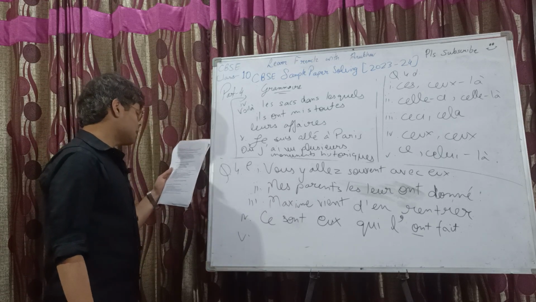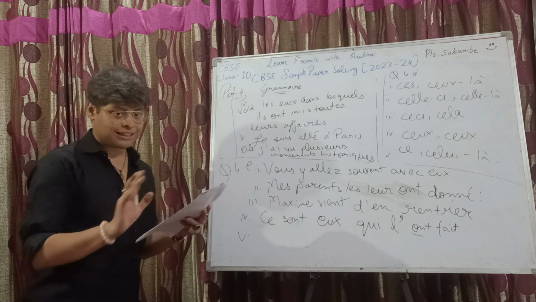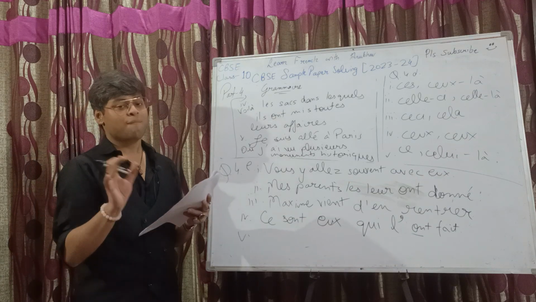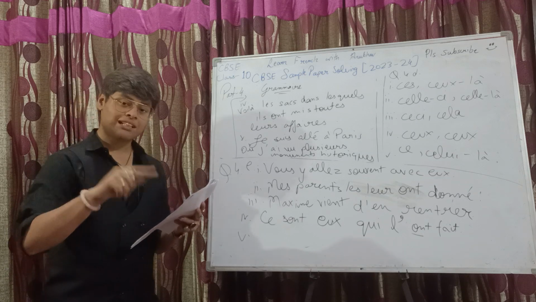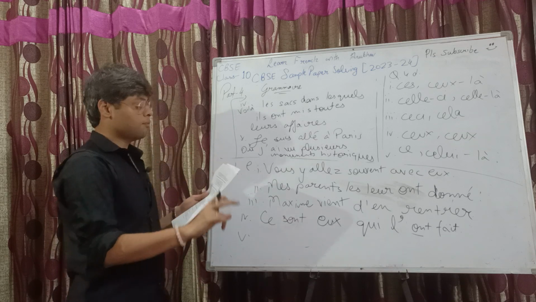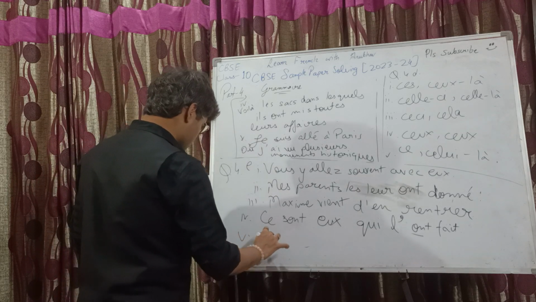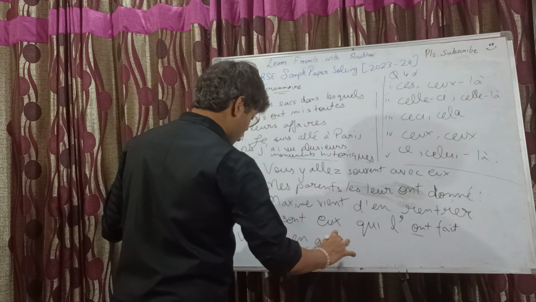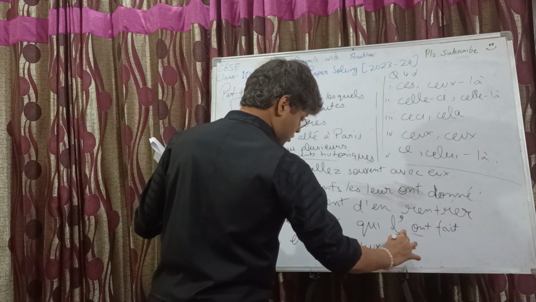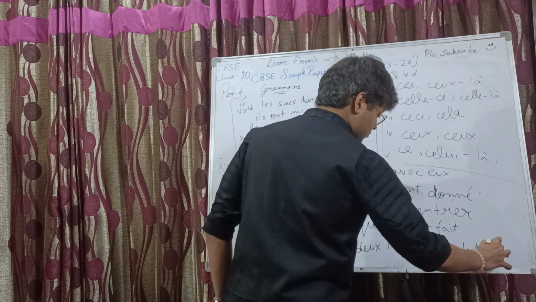Fifth, elle a mis 2 kilos de bananes sur la table. Ideally, 2 kilos de bananes should have been underlined. So, 2 kilos: whenever there's an expression of quantity, you're using en. You are replacing the noun of which the quantity is talked about, but the quantity does not get replaced. So the quantity is retained, say these many liters, these many kilos, that will remain. But the object will get replaced only. So for that reason, it will become elle en a mis. Elle en a mis 2 kilos sur la table.